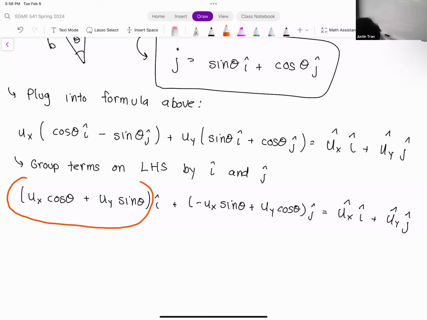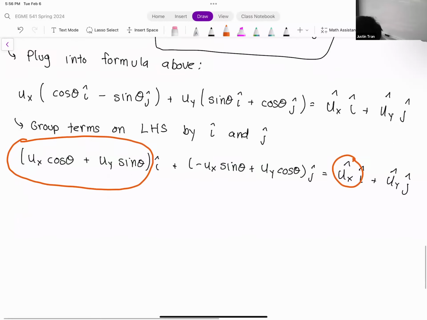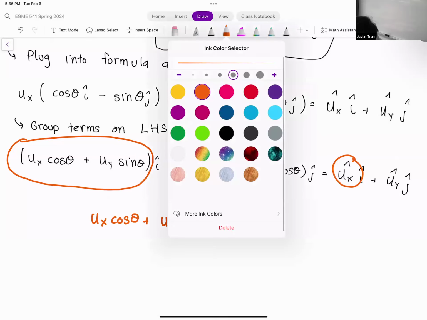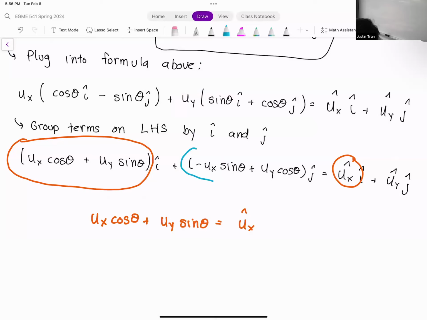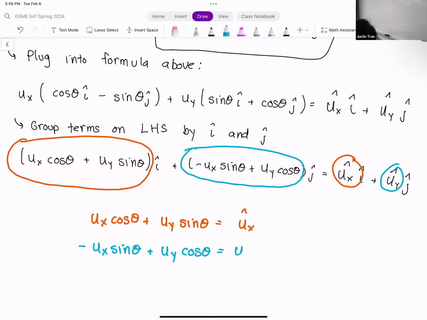And so we can see from here that we can set the two i hat terms equal to each other. And so we can say that ux cosine theta plus uy sine theta is equal to ux hat. And we can set the j hat terms equal to each other. That means minus ux sine theta plus uy cosine theta is equal to uy hat.